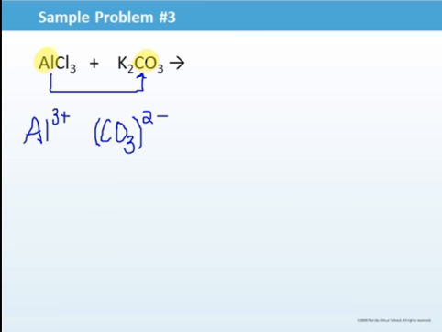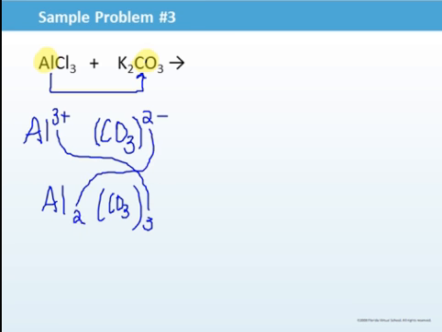Okay, so now what we can do is crisscross and reduce our numbers. So we get 3 to come over here, 2 comes over there. 2 to 3. I can't reduce that at all, so that is my final formula. Al2(CO3)3, since it's a polyatomic ion, has to be in parentheses if we need more than one.